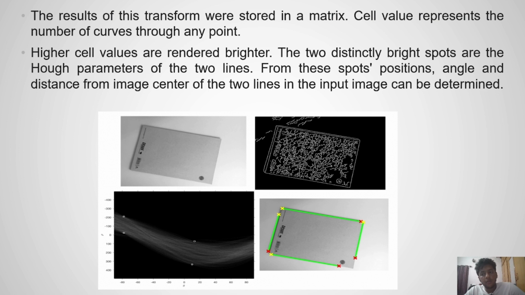From these spots, positions, angles, and distances from image center of the two lines in the input image can be determined. The following is another example, in the image of paper that you can see. The edge detection is carried out, and all the lines in the particular page, or the wrinkles, are also detected through our transform, and it is plotted onto the graph in the left bottom image.